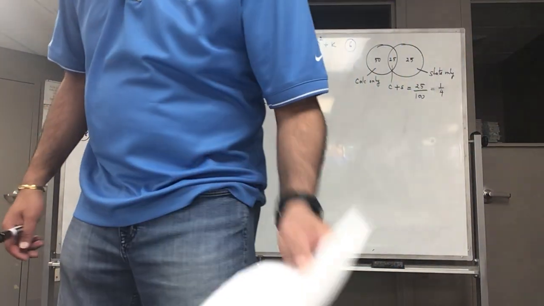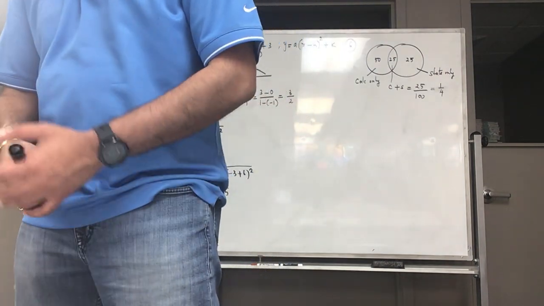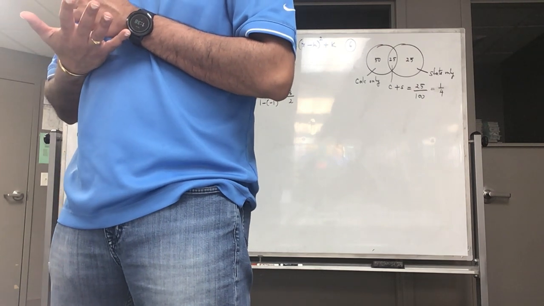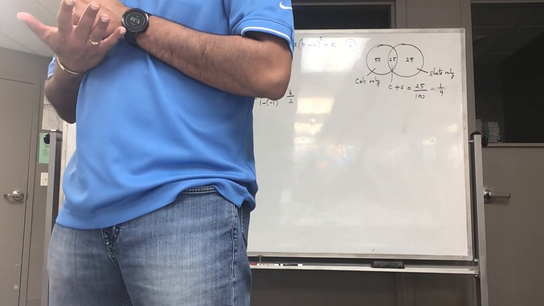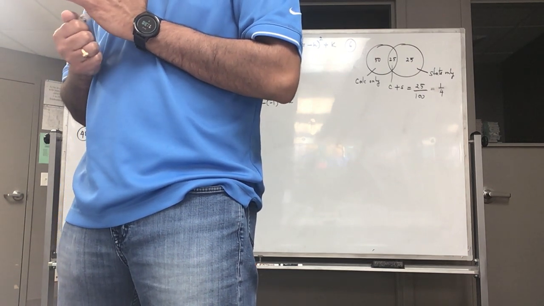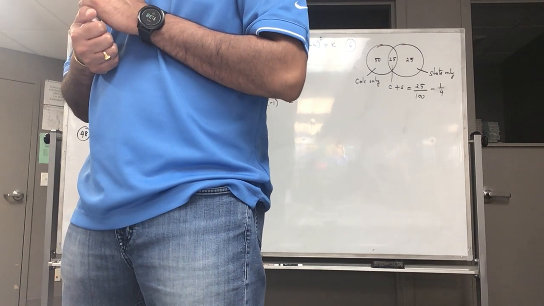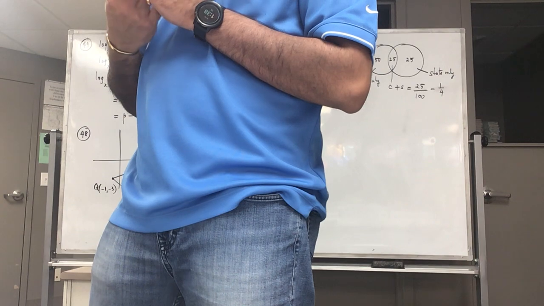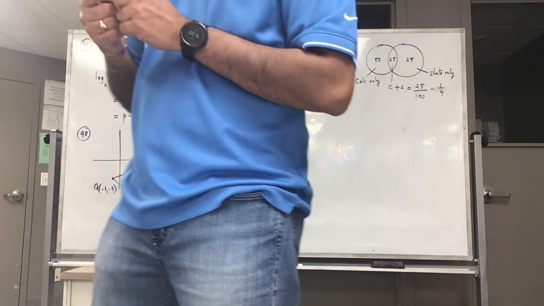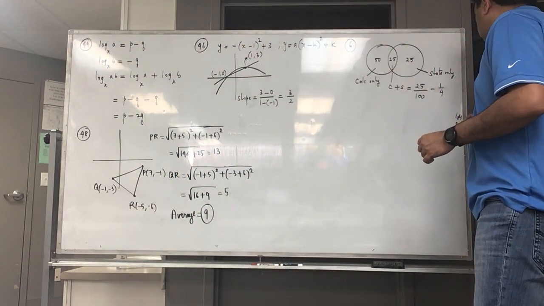All right, 41 to 45. C, H, D. K, E. Repeat: C, H, D. K, E. Questions? 44, 45.